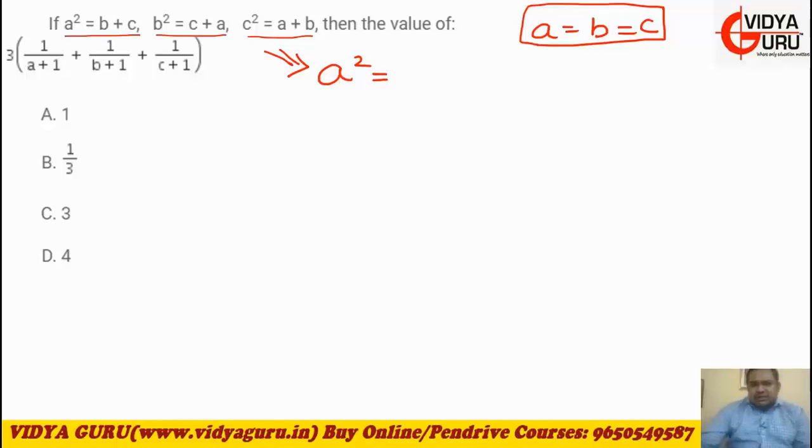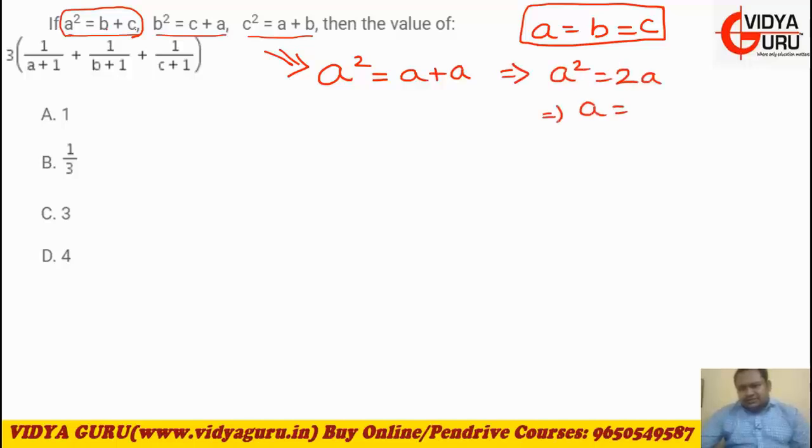There is no harm. So I would say that the given information can be rewritten as a square is equal to b, where b can also be written as a, and c can also be written as a. So this is given to me, which means a square is equal to 2a. So from here you can say that a is equal to 2. So I can easily assume a is equal to b is equal to c is equal to 2. If you substitute and observe, the values fit perfectly.